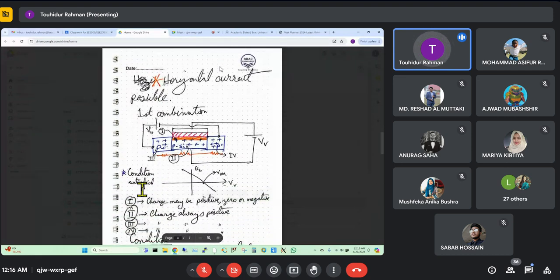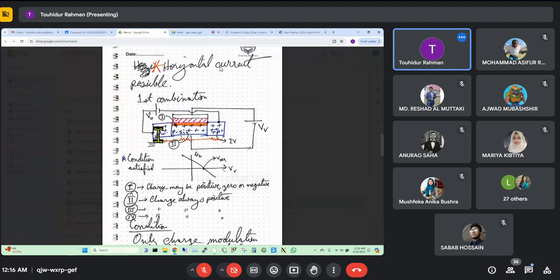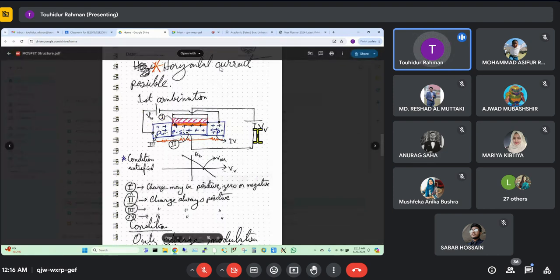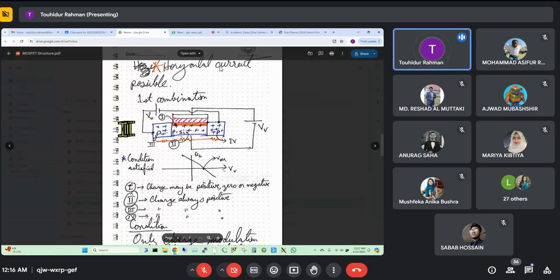We will try to build our structure by some trial and error. The first combination we can do is to add a P-type silicon on the left side and also on the right side, and apply a horizontal voltage. Now we will have two voltages: one is vertical voltage and one is horizontal, because they are applied vertically and horizontally.